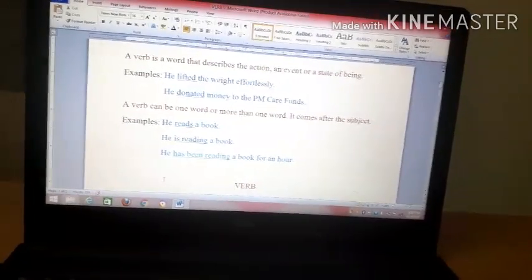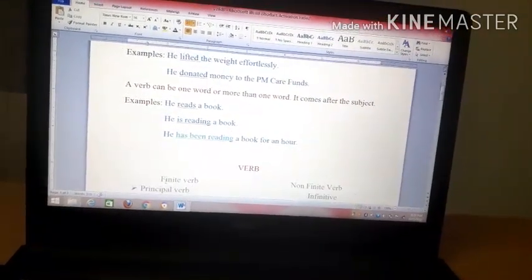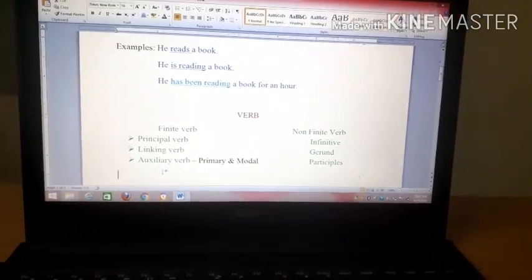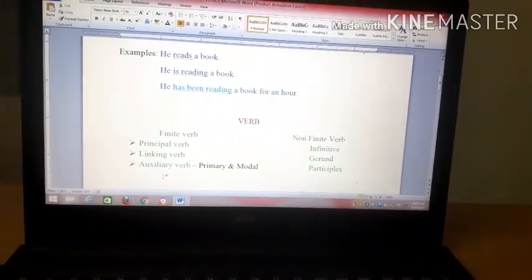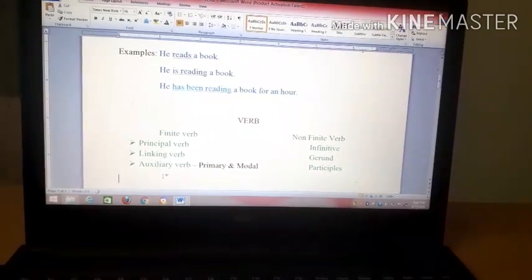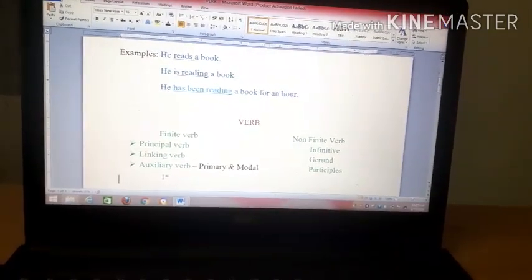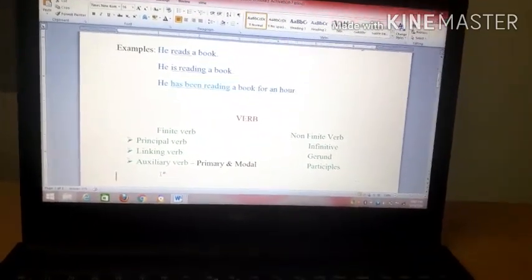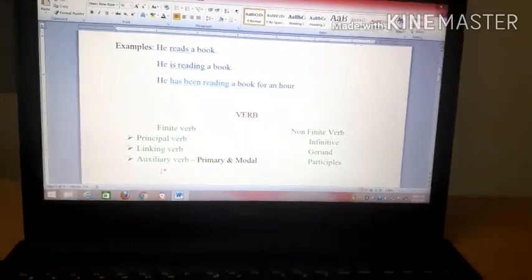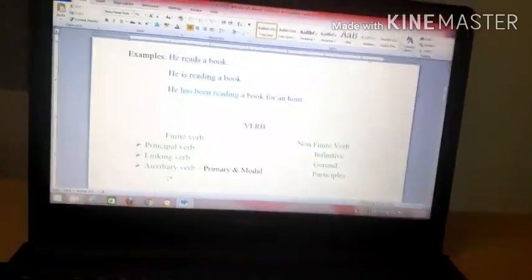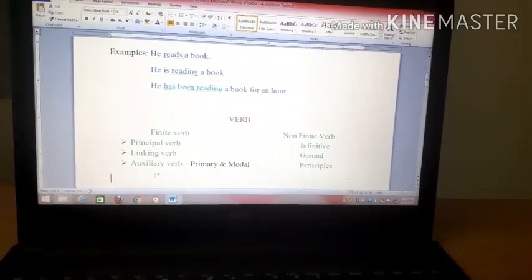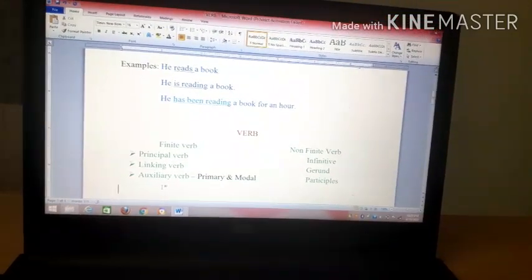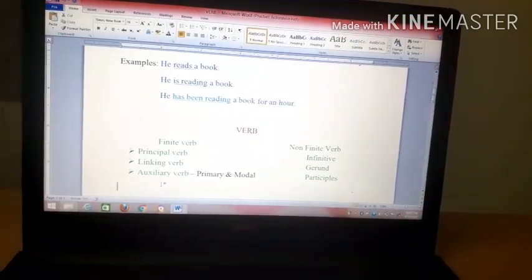Verbs can be classified into two types, finite verb and non-finite verb. Finite verbs are again divided into three types: principal verb, linking verb and auxiliary verb. Auxiliary verbs are again divided into two types, primary auxiliary and modal auxiliary. Non-finite verbs are divided into three categories: infinitive, gerund and participles. Today we are going to read about transitive and intransitive verbs, which fall under the category of finite verbs.